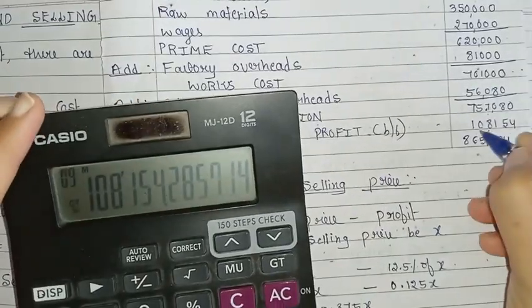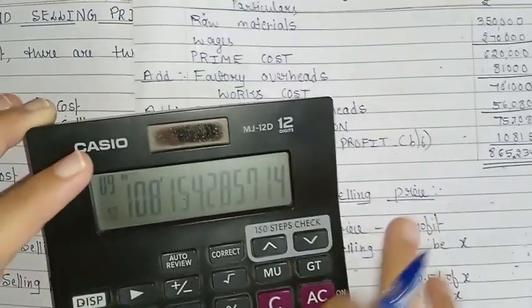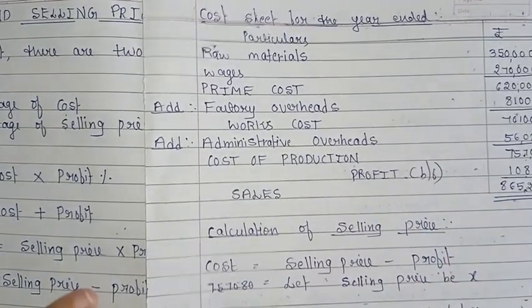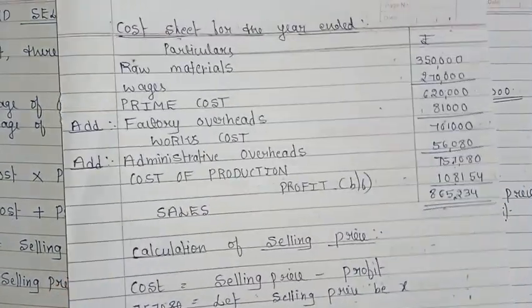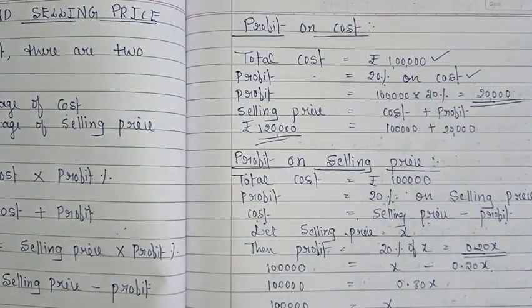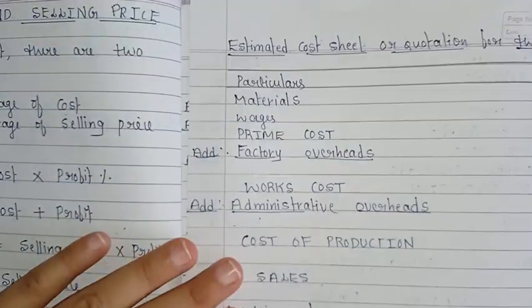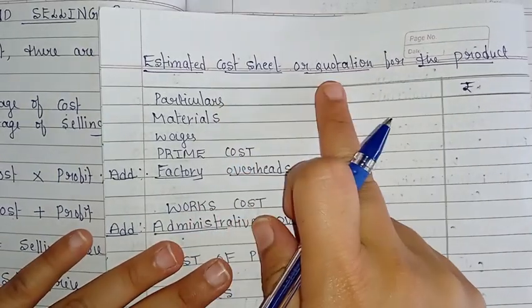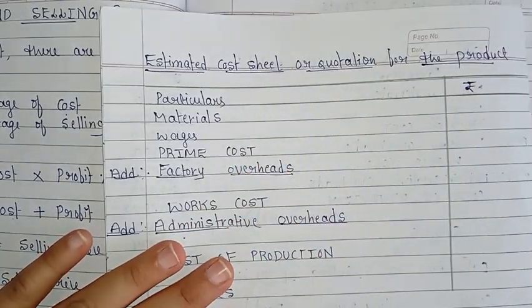1,08,154. That is our profit. Clear? This is the normal cost sheet for the year ended. Now what we have to do? We have to prepare the estimated cost sheet, or we have to calculate the price of one refrigerator. Write down here: estimated cost sheet or quotation for the product.